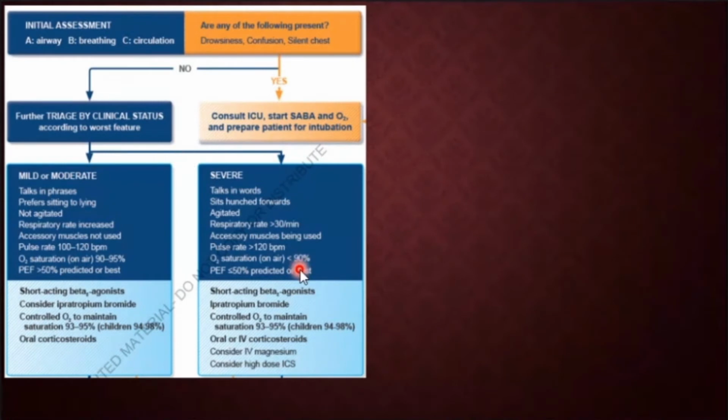If it is severe, we usually consider IV steroids such as IV hydrocortisone, and we assess the response. If they are improving after half an hour to 1 hour, we continue with this. If there's no improvement, we can consider adding a high-dose inhaled steroid or even IV magnesium.